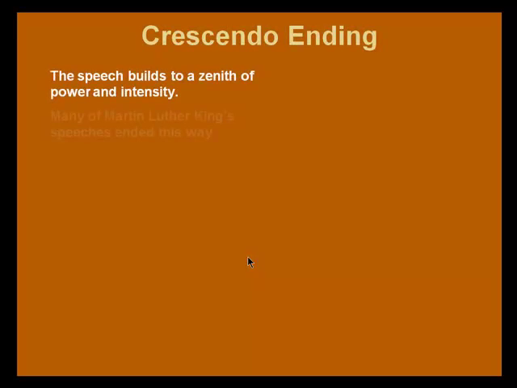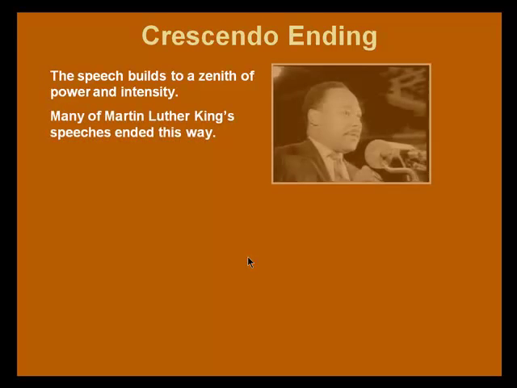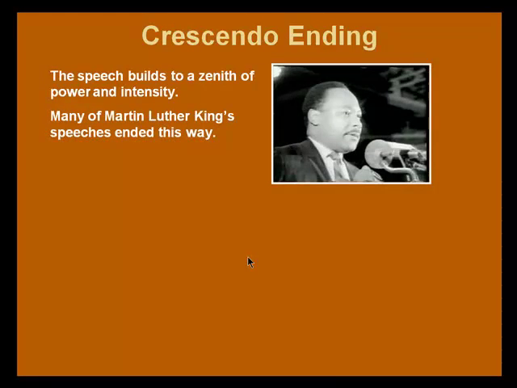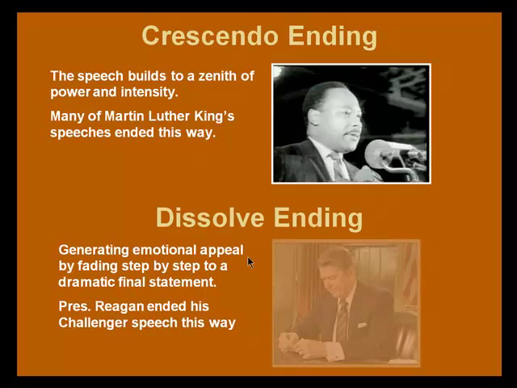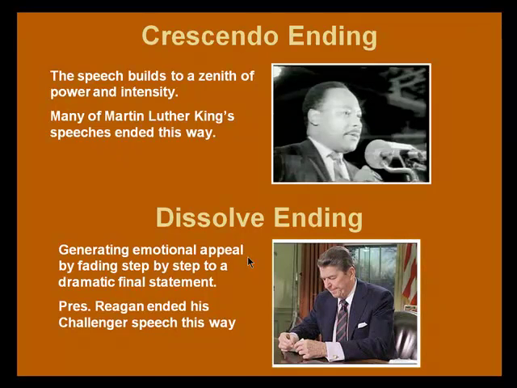Just to end up, there's two kinds of endings. One was used by Martin Luther King in many of his speeches, in which his voice got bigger, his ideas got bigger, his body had more movement, and he built the speech to a large ending. Another kind of speech is the dissolve ending, and here is where the speaker gets quieter and more intense, but in a quiet way. The speech delivered by President Reagan after the Challenger spaceship blew up on its takeoff is an example of a dissolve ending speech.